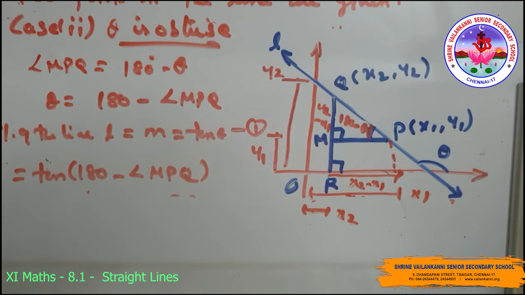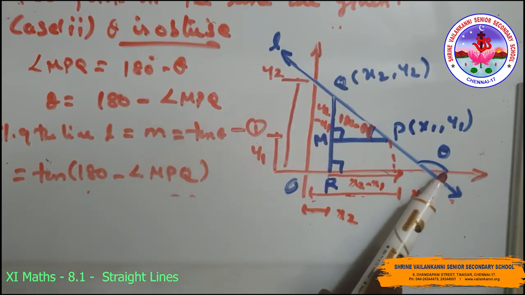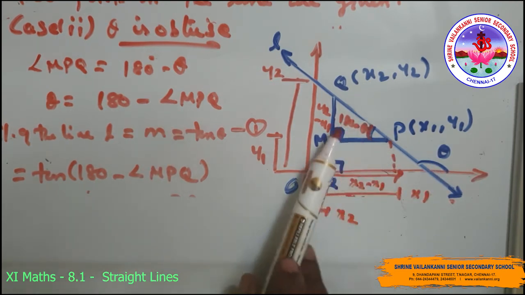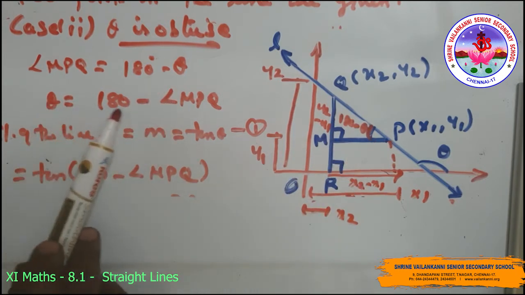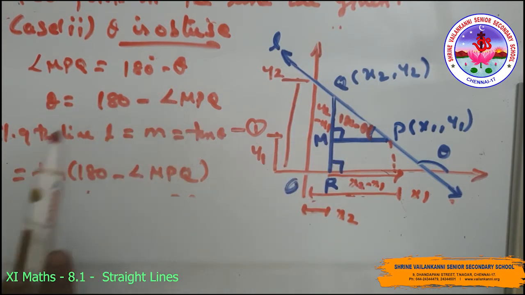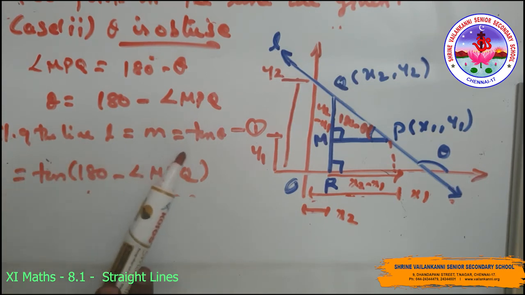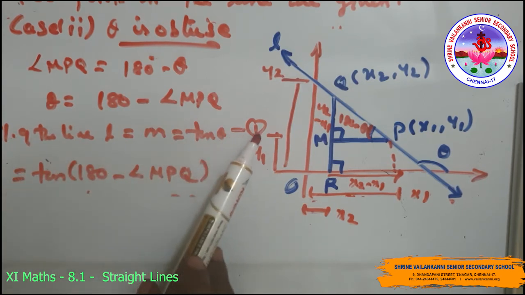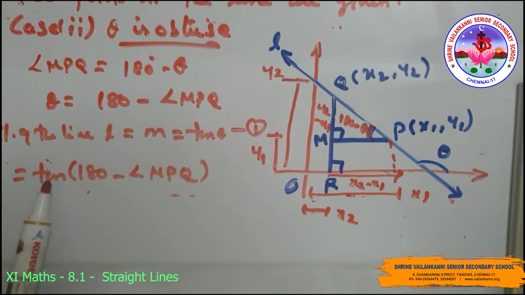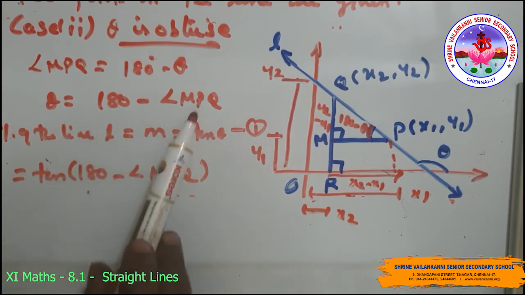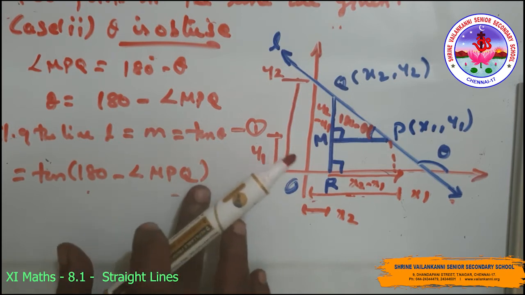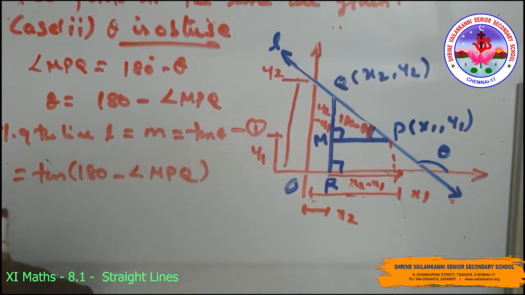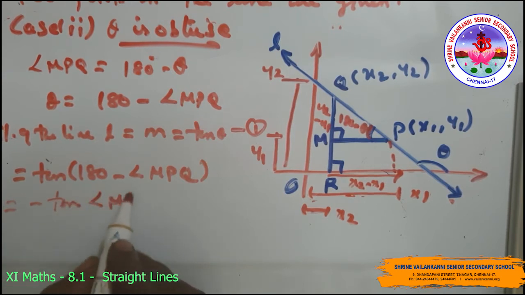Case 2, when theta is obtuse, angle MPQ is equal to 180 minus theta. Then we get theta equal to 180 minus angle MPQ. Slope of the line L, m equal to tan theta. We take this as the first equation. Tan of theta is tan of 180 minus angle MPQ, which lies in the second quadrant, in which tan is negative, which is equal to minus tan of angle MPQ.